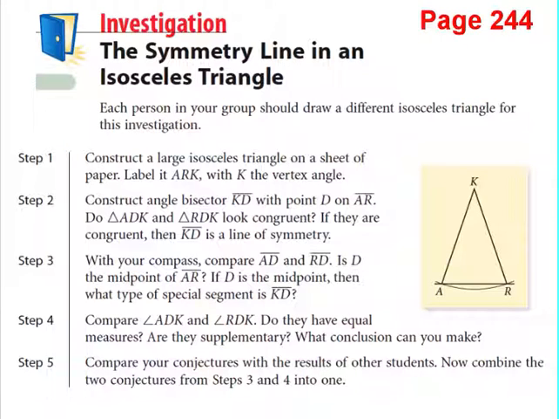Let's go ahead and continue on with our construction. You had to construct a large isosceles triangle on a sheet of paper. You were to label it ARK, with K being the vertex angle. Okay, let's look at step 2.